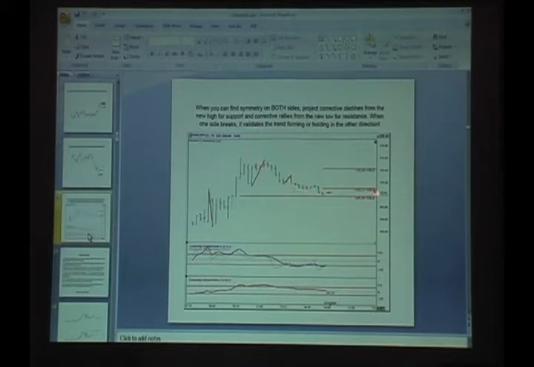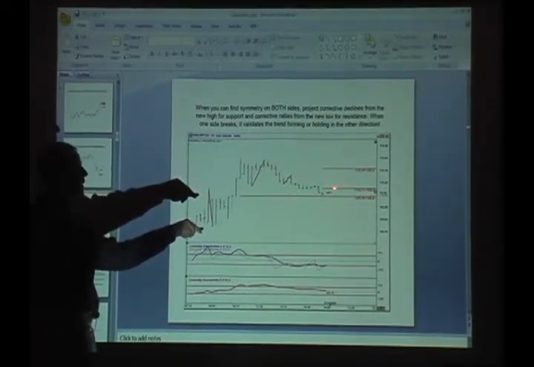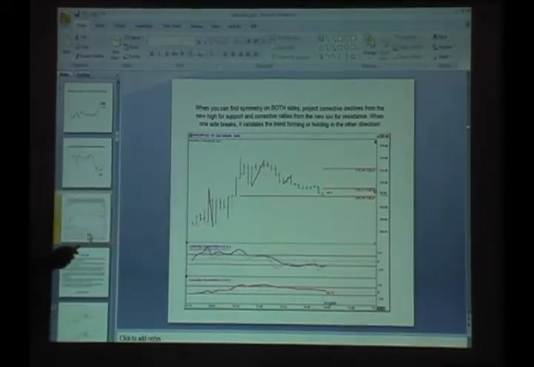Let me point out one of the uses of Symmetry. Let's just assume you had a reason to get short in here. If these levels are defining the rhythm of the downtrend, then what would be wrong with the stop right over here above that level on your short?